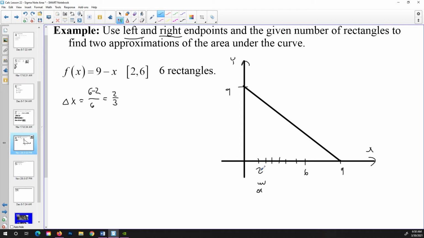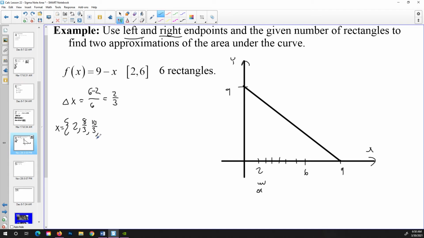All right, so if I want to figure that out, let's see here. My endpoints on the x-axis are going to be 2, which is 6/3, so 6/3 plus 2/3 will be 8/3. 8/3 plus 2/3 will be 10/3.